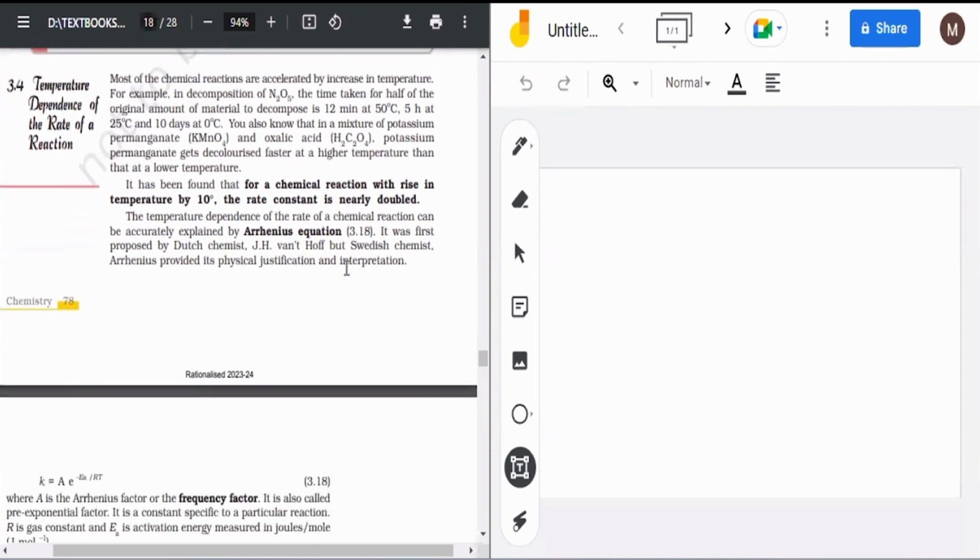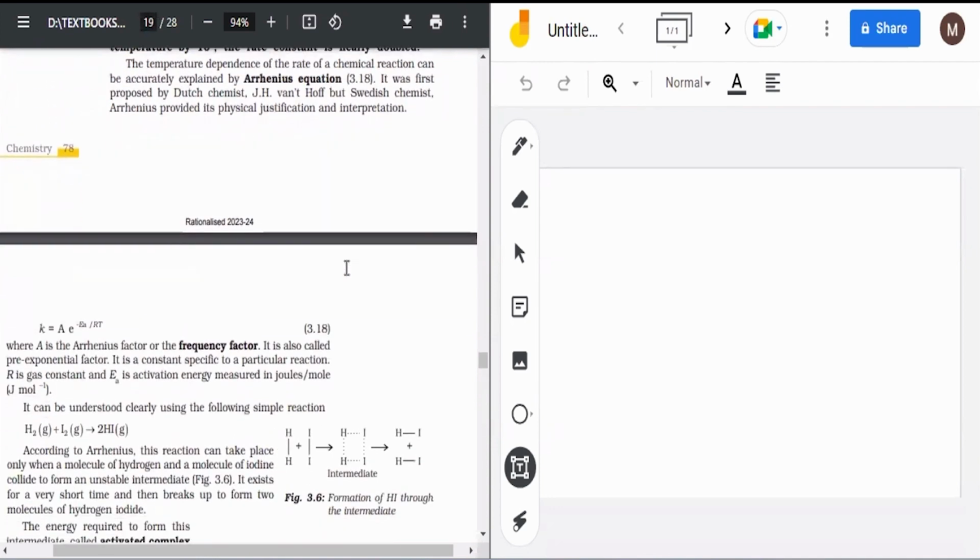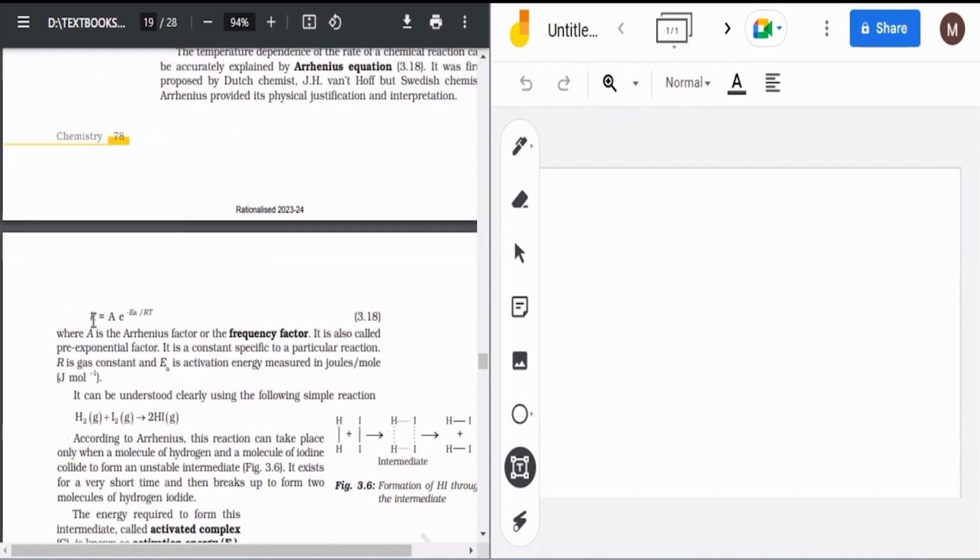ठीक है, उसके बाद अरेनियस इक्वेशन क्या होती है? अरेनियस इक्वेशन के लिए k is equal to A e power minus E by RT. This equation will also be used very much in the coming exercise. Here we can define A. What is A? A is called the frequency factor or the Arrhenius factor, and k is the required rate constant. E is called the activation energy. R is gas constant, and T is the temperature.